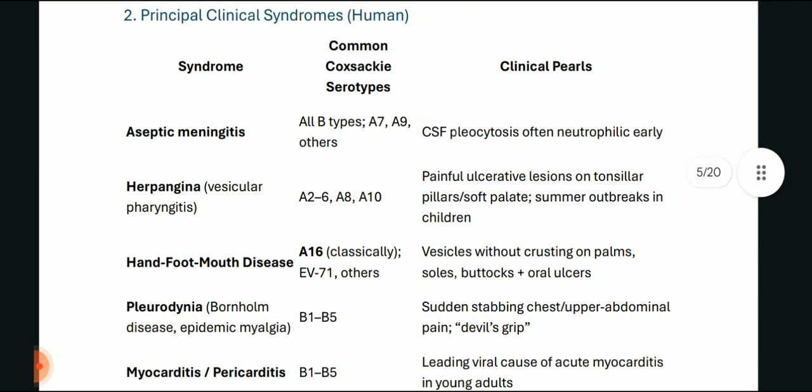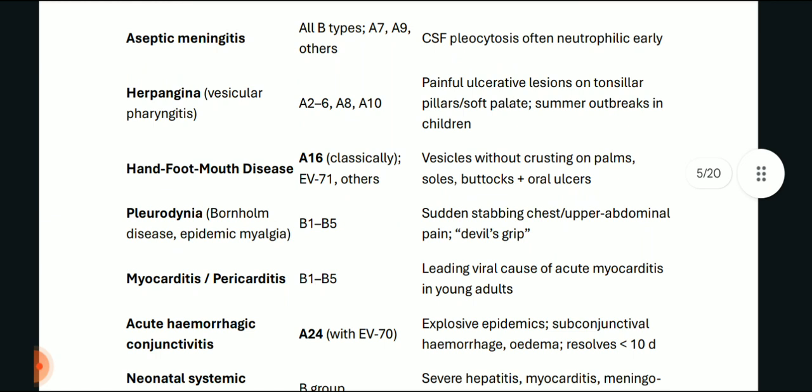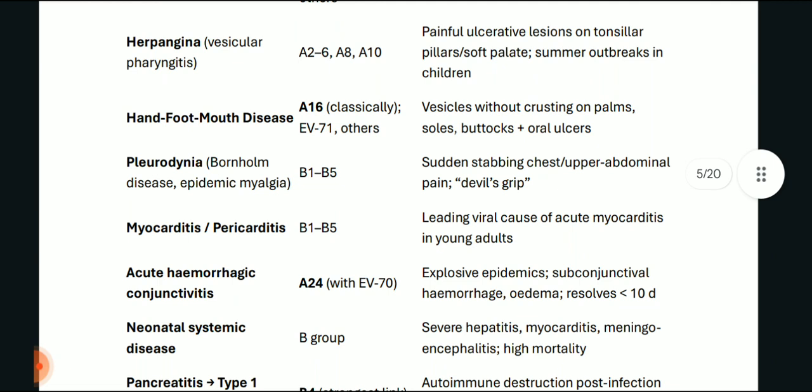What are the principal clinical syndromes that they cause in humans? Aseptic meningitis is caused by all B types, A7, A9 and others. We see CSF pleocytosis, often neutrophilic in early cases. It can cause herpangina, which is vesicular pharyngitis caused by A2 to 6, A8 and A10. We see painful ulcerative lesions on the tonsillar pillars or soft palate. Summer outbreaks are seen in children.